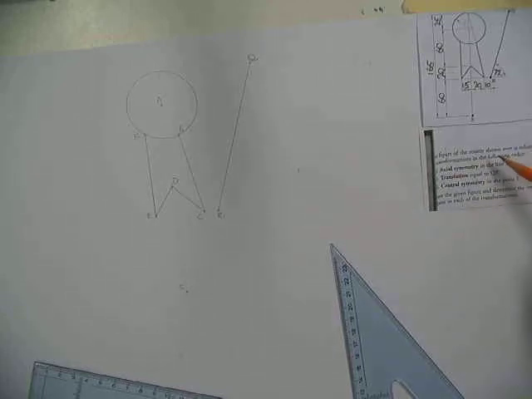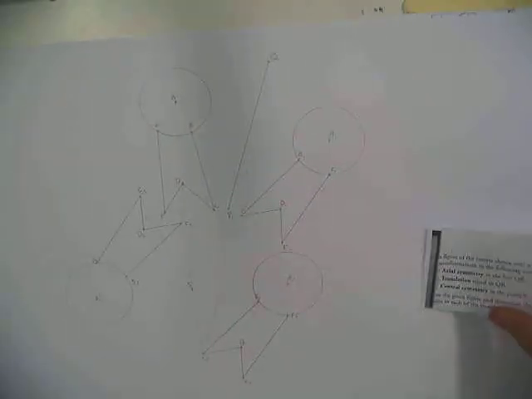The figure of the rosette shown over is subject to a transformation in the following order. Axial symmetry in the line QR, this line here. Translation equal to QR, so every point will move the same distance and direction of that line, and central symmetry in the point S. So a completed drawing is going to look like this.